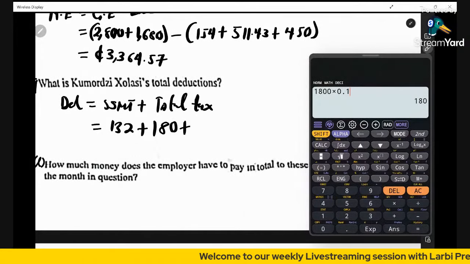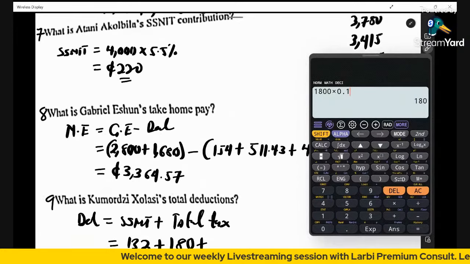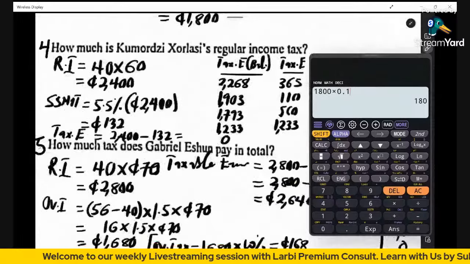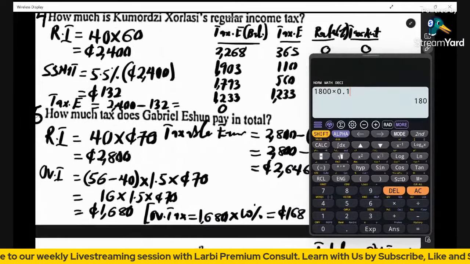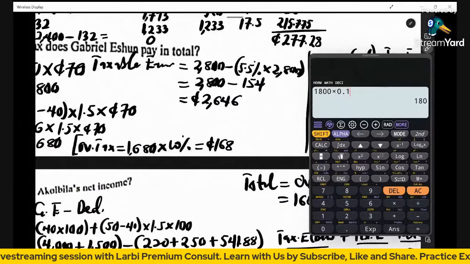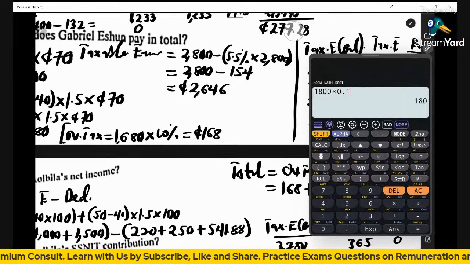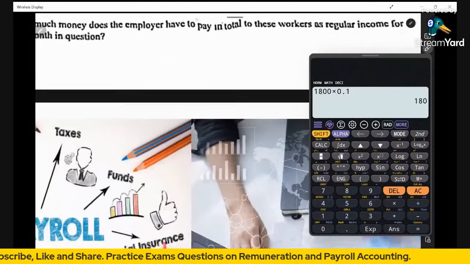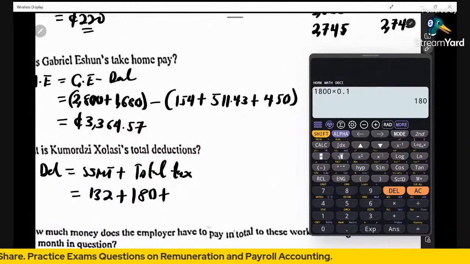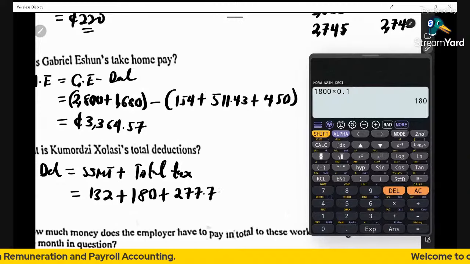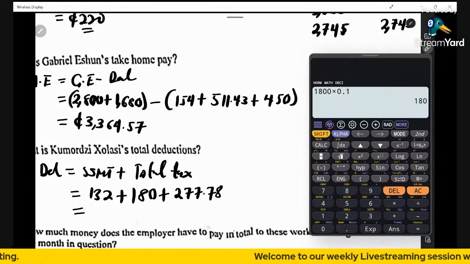What was his regular income tax? I think you can make reference to question 4. So the regular income tax for Zolasi can be derived from here, which is 277.78. So we also factor that in as part of the total expenses. And that's going to be all the deduction for Zolasi, since Zolasi had a dash for other expenses.